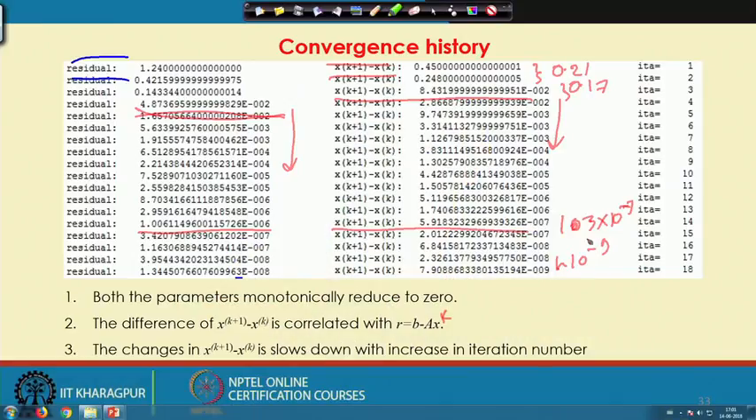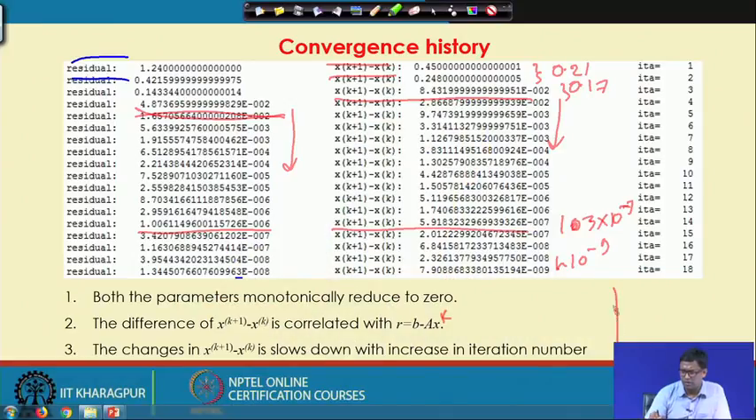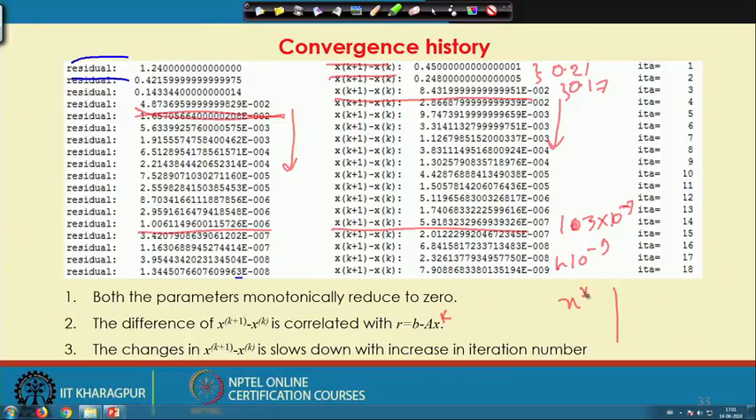So, if I say that this is the x star and I have started with x 0 and this is the number of iterations, this is x star, this is x 0, this kind of asymptotically approaches it, the rate slows down with time. This is an important observation here.